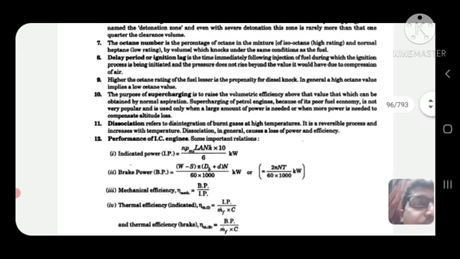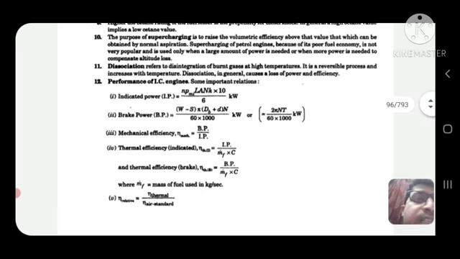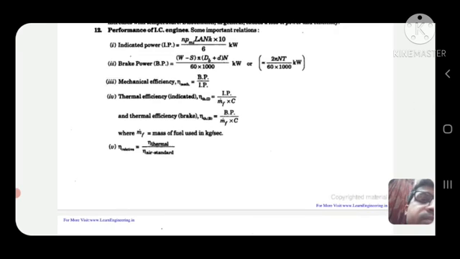Performance of IC engine: indicated diagram, indicated power, the formula. Another one is the brake power, mechanical efficiency, brake power by indicated power, BP by IP. Thermal efficiency, indicated power divided by m dot f into C. Brake thermal efficiency is the brake power divided by m dot f into C.